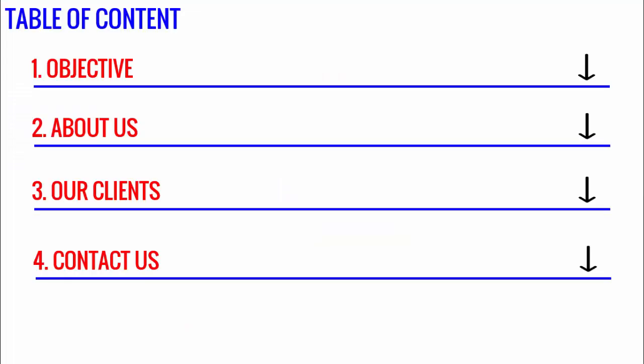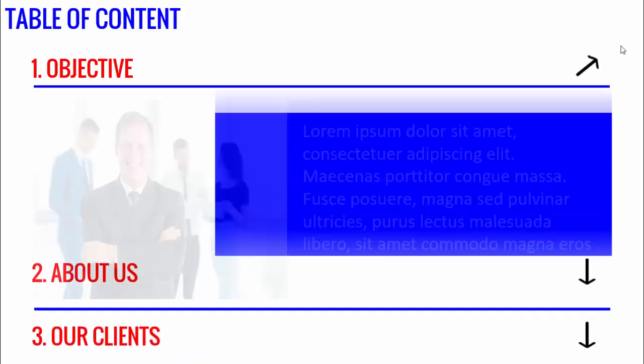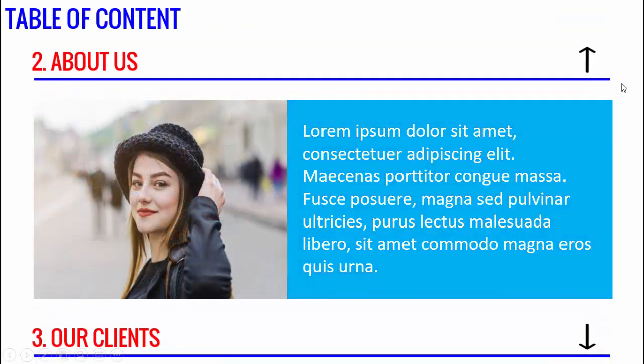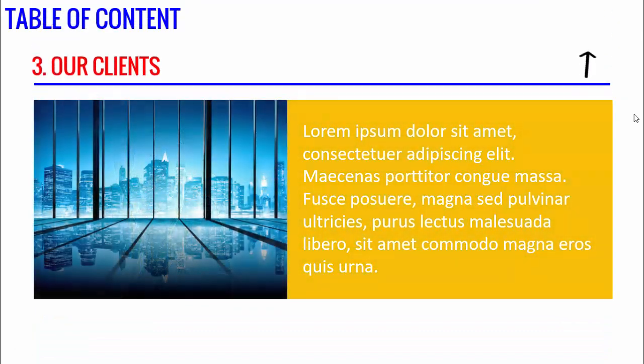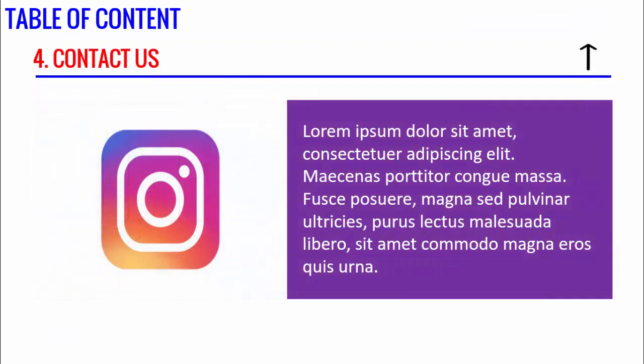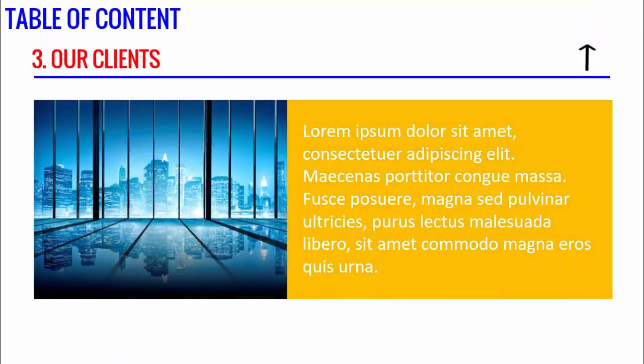Now this is our main slide, table of contents, objective, about us, our clients, and contact us. So when I click anywhere on the slide, the objective will come, and you can see that the arrow is facing upwards, and when I click, about us will come, this will change, then our clients, and last is contact us. Again, if you want, you can just go back like this.